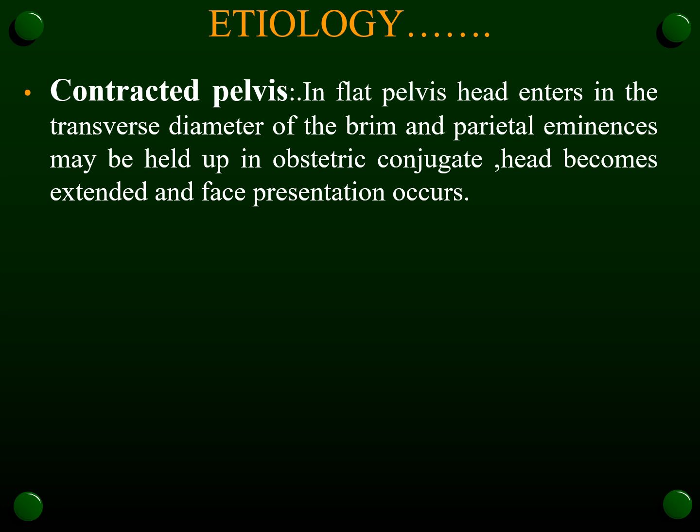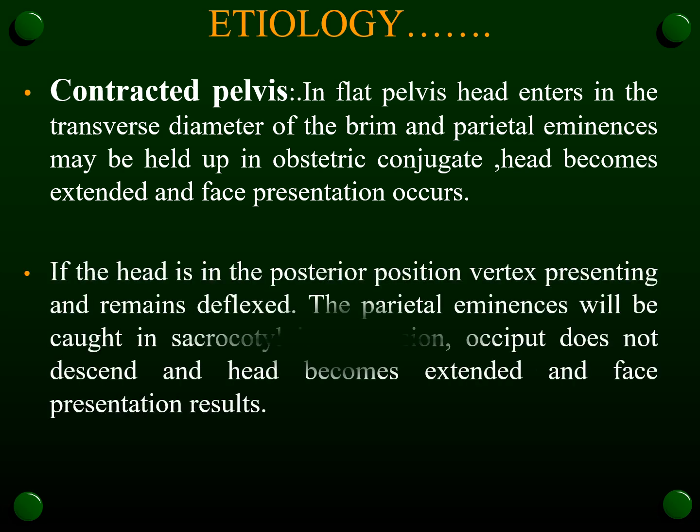So if the head is entering into the obstetrical conjugate, because of the lesser size of the pelvis, it may get caught there, and when the uterus contracts again and again, instead of descending downward, it may get deflexed. If the head is in the posterior position, the vertex presenting remains deflexed. The parietal eminence will be caught in the sacrocotyloid dimension. Occiput does not descend and the head becomes extended and face presentation results.